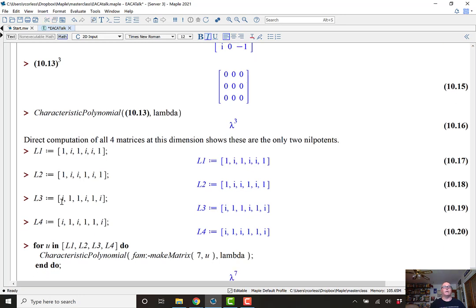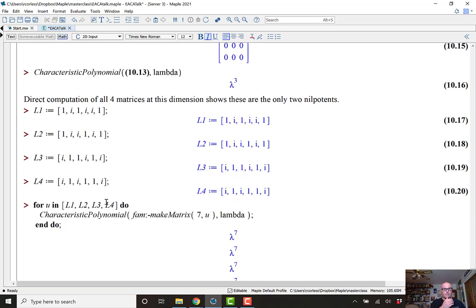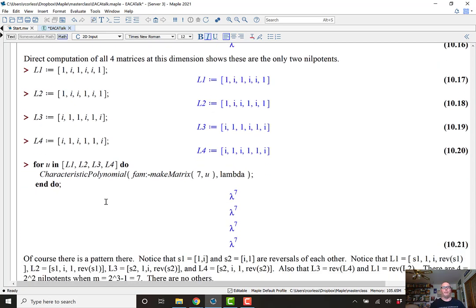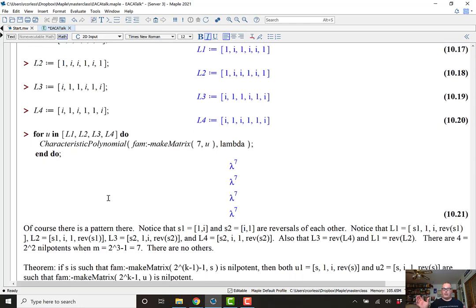L3, now we start not with 1 I, but I 1, I 1, 1 I, and then the reversal of I 1, which is 1 I, and then we do I 1, I 1, and the reversal, which is 1 I, and those give us 4 possibilities, and all 4 of those are nilpotent. And the pattern is just exactly what I was trying to say. If you have a sequence such that the previous 2 to the k minus 1 matrix is nilpotent, then you can take those same parameters and build a new set of parameters for the bigger matrix, which will give you another nilpotent matrix.